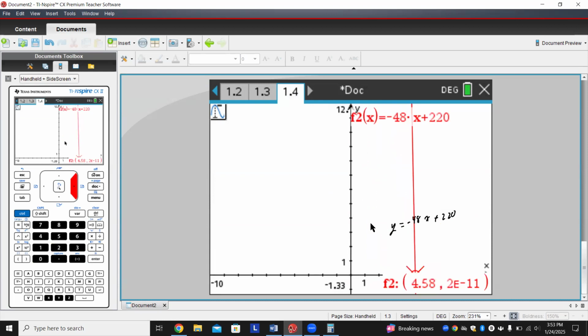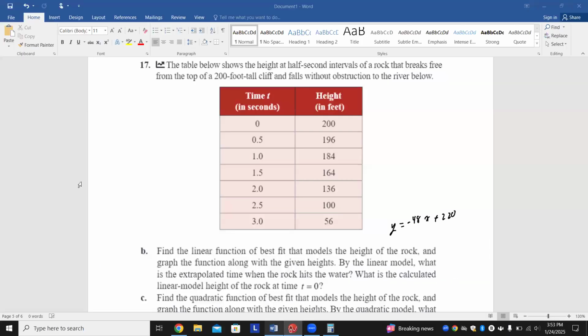And it looks like about 4.58 seconds because the t or x is in seconds. So if we bounce back, again, 4.58 seconds is how long it would take for it to hit the water. And then it says, what is the calculated linear model height of the rock at t equals 0? So if I just plug in 0 here, I would get y equals 220 feet. And then it asks you basically to do this again, but with a quadratic.